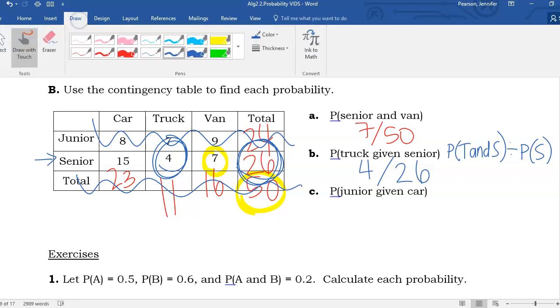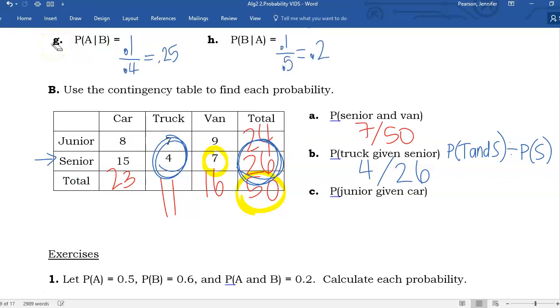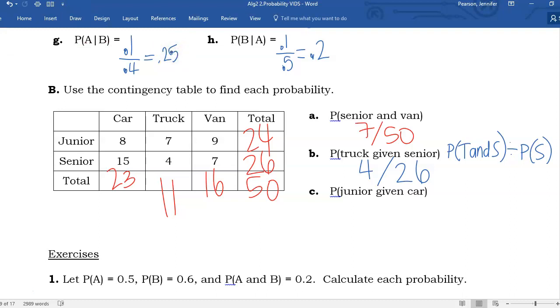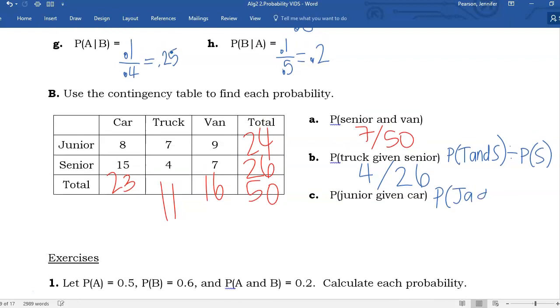I'm going to do some erasing. Let's see if I can do this right. Didn't lose any of my totals. Looks good. Letter C. What is the probability that you are a junior given that you drive a car? We need the probability that you are a junior and drive a car divided by the probability that you drive a car. That's our formula up top: the probability of A and B divided by the probability of B.